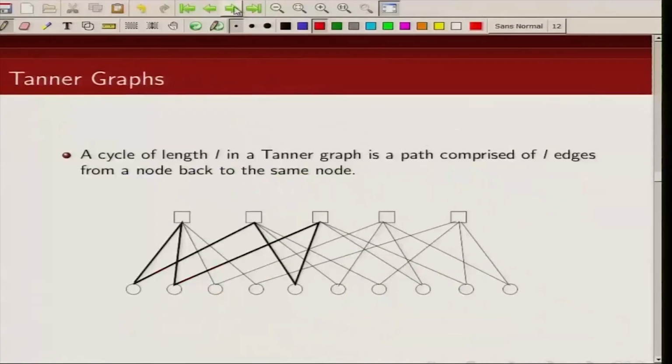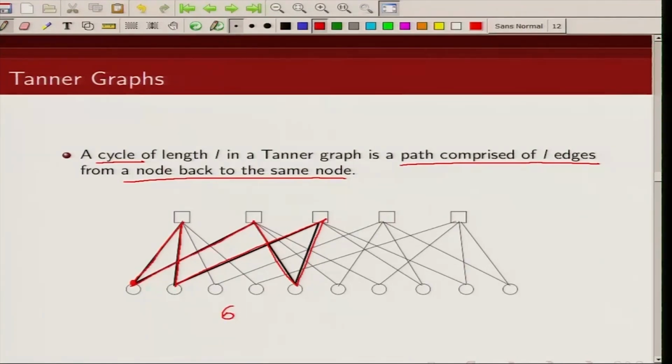Okay. Now, let us define what we mean by a cycle in this Tanner graph. A cycle is defined as a path of length L which starts from a node and comes back to the same node. So, let us look at this, let us say this node. If you start from this node, this edge 1, 2, 3, 4, 5, 6. So, this is a cycle of length 6.